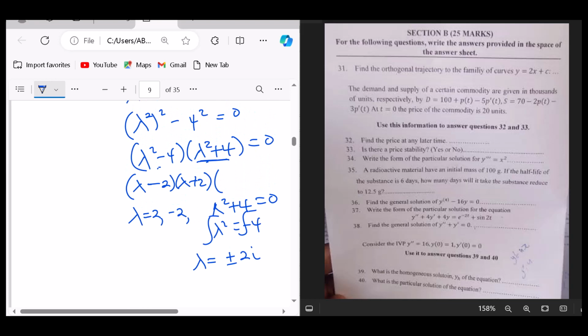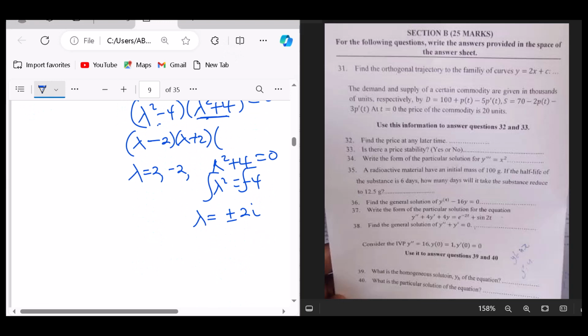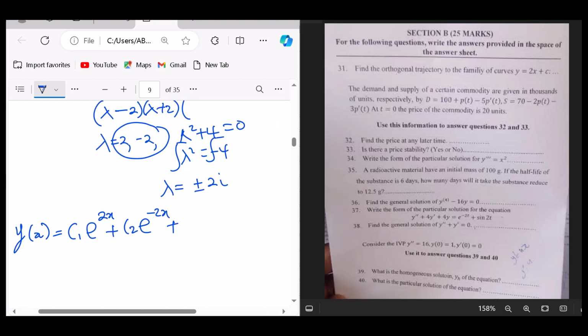So that means I can write the solution. Right now the solution is of two forms: we have a complex part and a real part, and so we can write our solution as y of x equals c1 e power 2x plus c2 e power negative 2x.